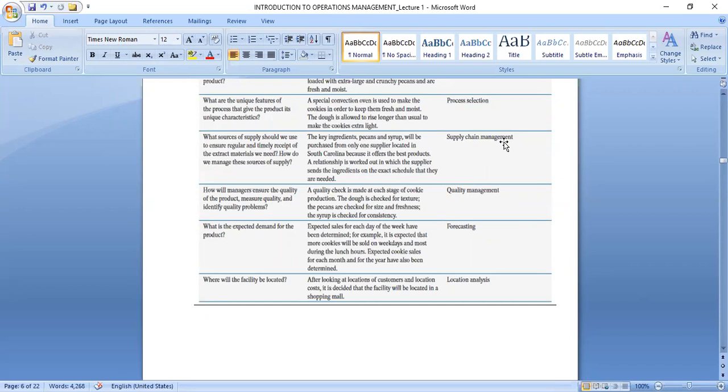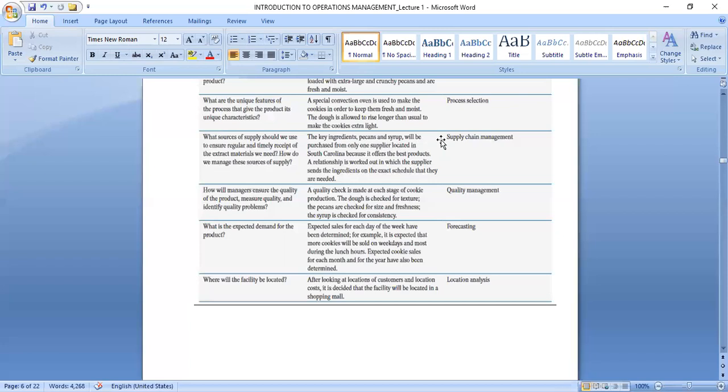Remember, all these, we are going to look at them as separate topics. So with the supply chain management decision, this cookie making company will ask itself a question: what sources of supply should we use to ensure a regular and timely receipt of the materials that we need? How do we manage these sources of supply?